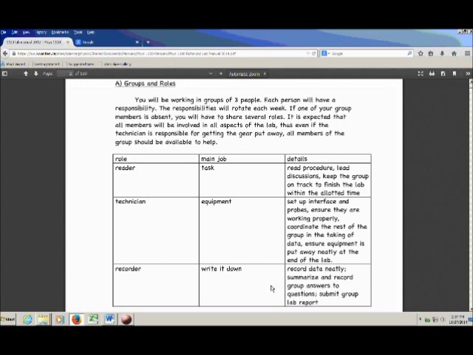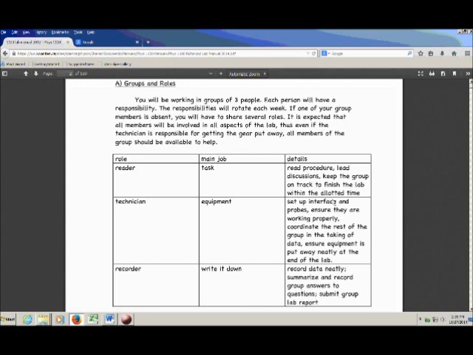The recorder is arguably the most important person in the sense that theirs is the book that is going to be graded for marks. So their job is to record the data, summarize all the group discussions, and make sure everything is written out in full sentences.